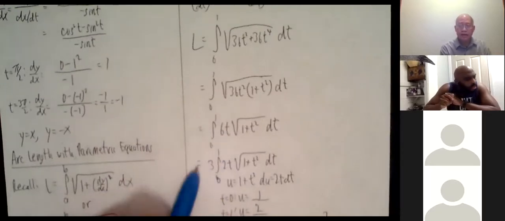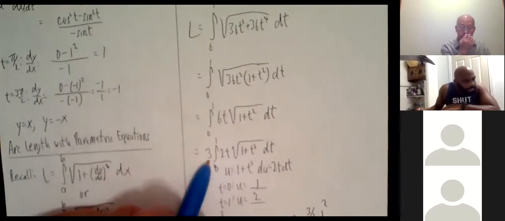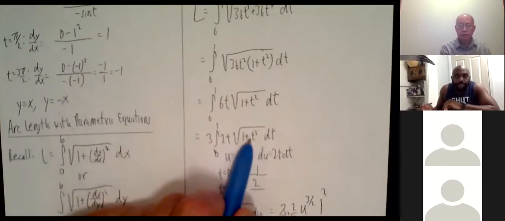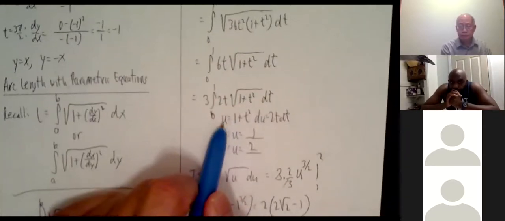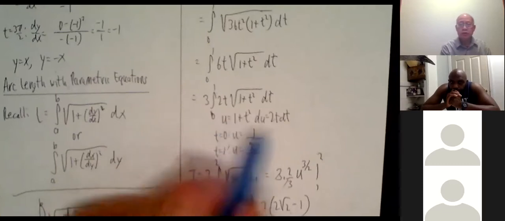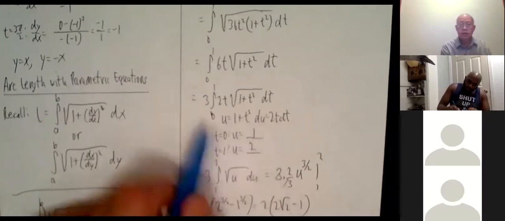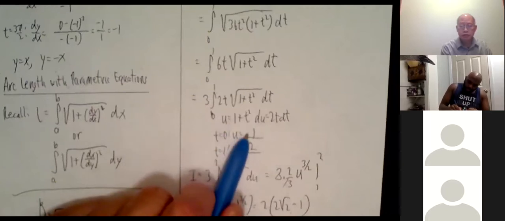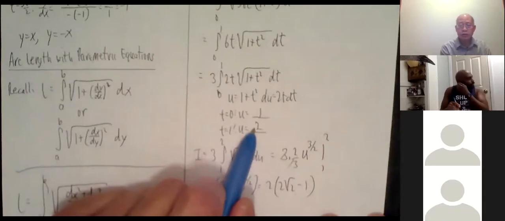which I'm going to choose to write like this. 6 is 3 times 2, right? So 3 here, 2t here. The reason why I'm going to do that is because I'm going to do a substitution. The derivative of 1 plus t squared is 2t, right? So I'll do my substitution. So u equals 1 plus t squared, du equals 2t dt. Change the limits. When t is 0, u is 1 plus 0 is 1. Plug in t equals 1, 1 plus 1 is 2. So my new integral is going to go from 1 to 2.